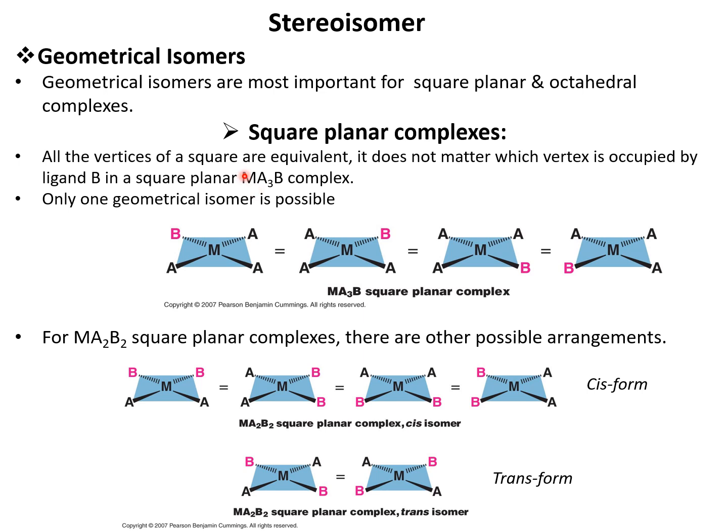The coordination number is 4, no? So the central metal ion is bonded to 4 ligands totally. A3 means 3, plus 1, totally 4. Only one geometrical isomer is possible. For an Ma2B2 square planar complex, there are other possible arrangements also, the cis form as well as the trans form.